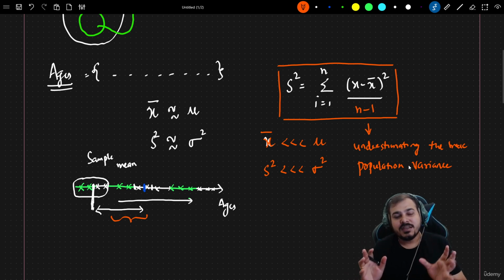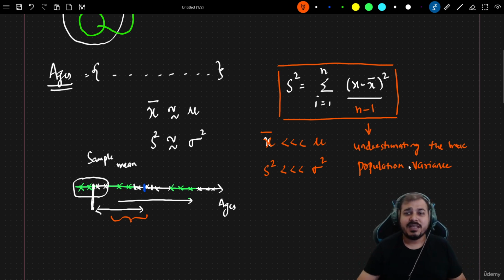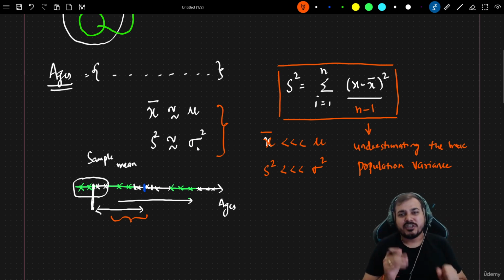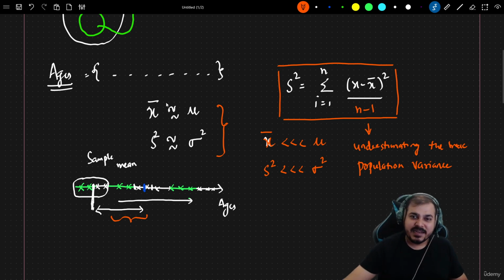Instead, you are focusing on different sample data. Even though I use n minus 1, it will not underestimate the true population variance, and because of that, the sample mean and variance that we are going to compute will be approximately near, or the gap will be very small with respect to the population mean. This entire scenario is also called Bessel's correction.